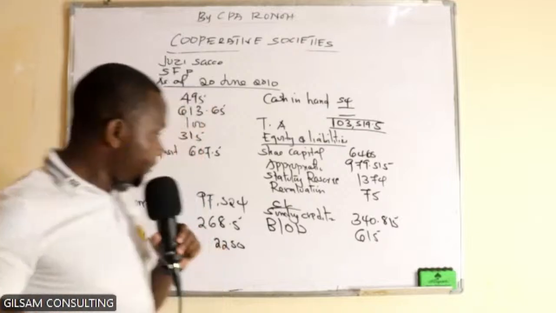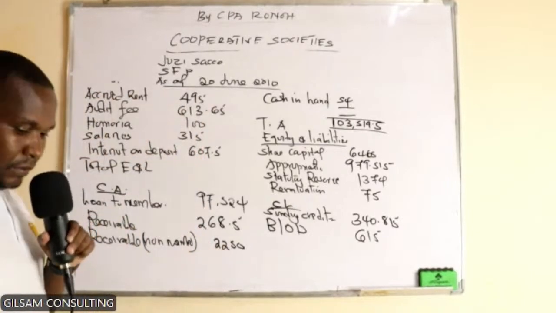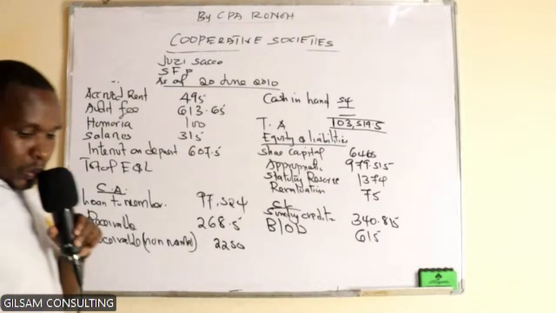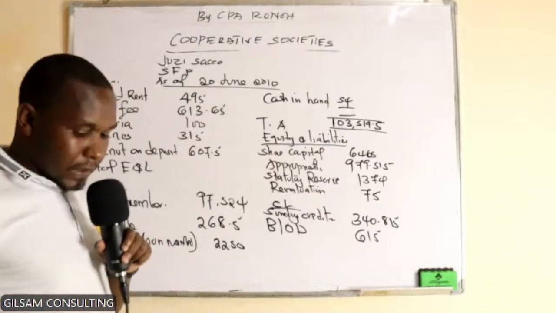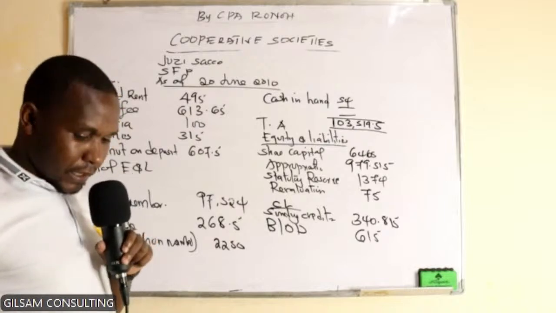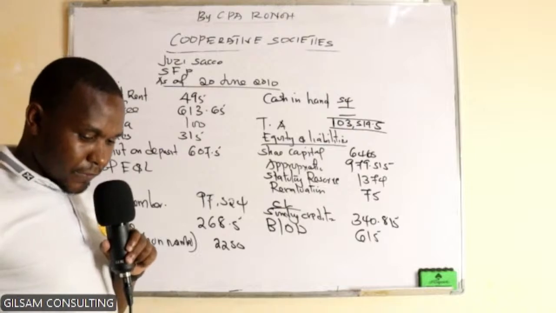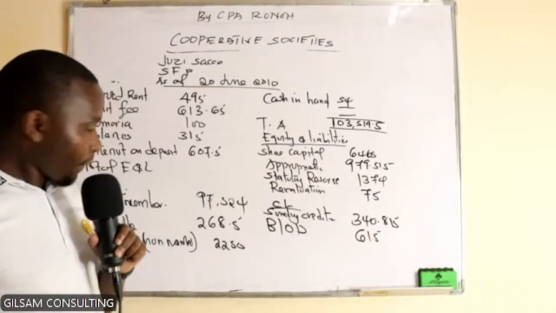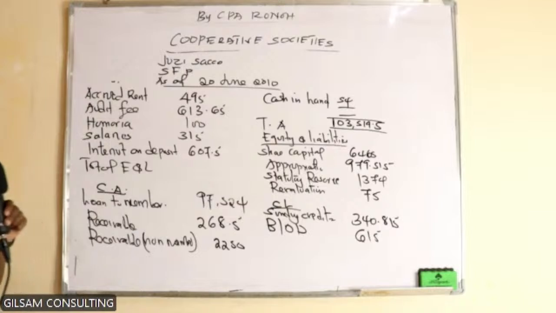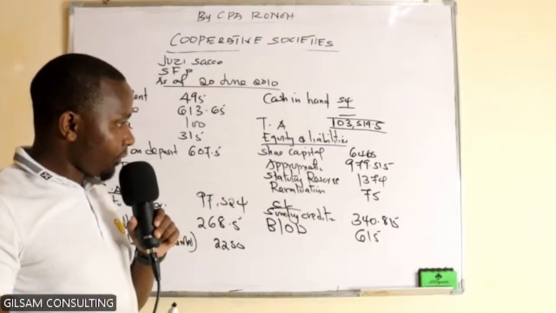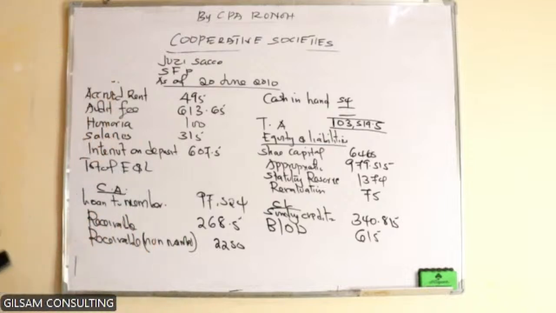.85 plus 495 plus 613.65 plus 100 plus 315 plus 607.5. Getting a big, a funny value here. Mpata ngapi?